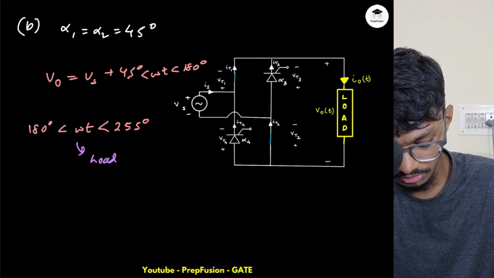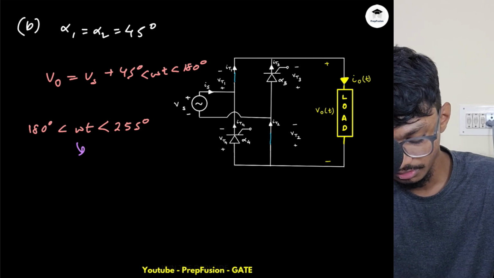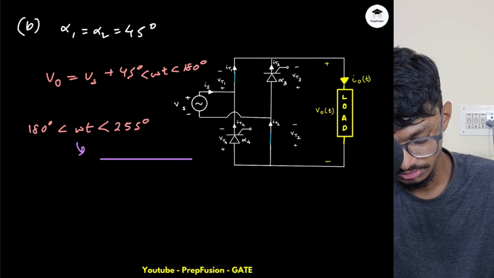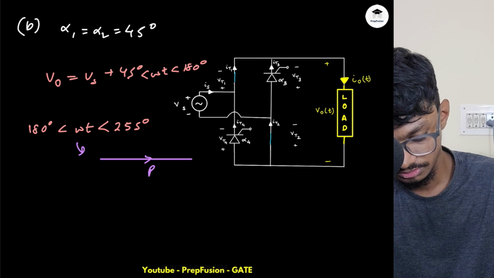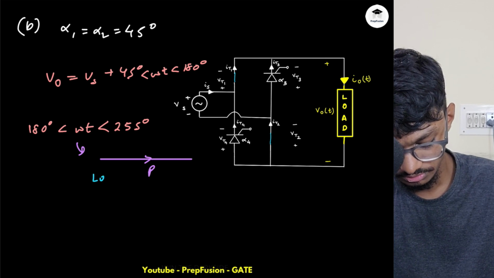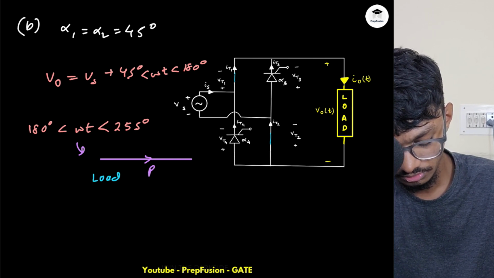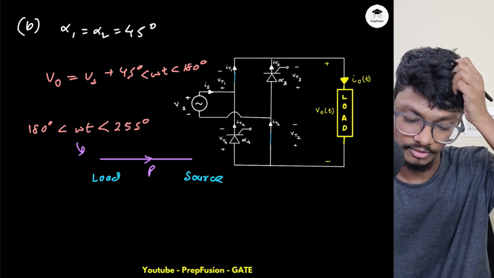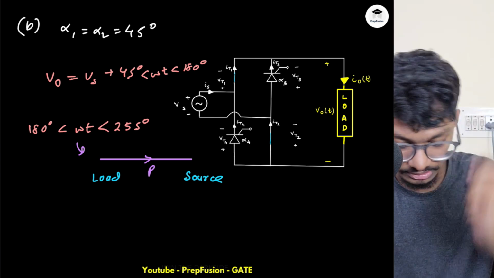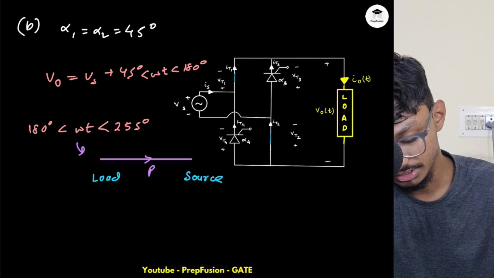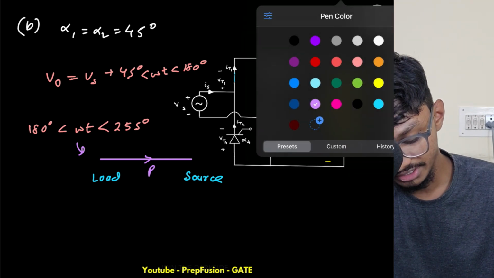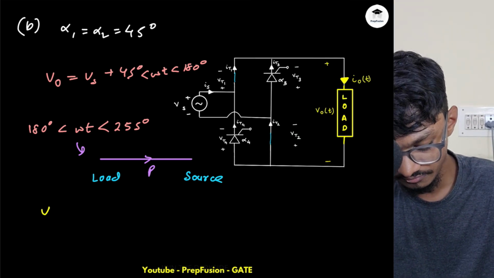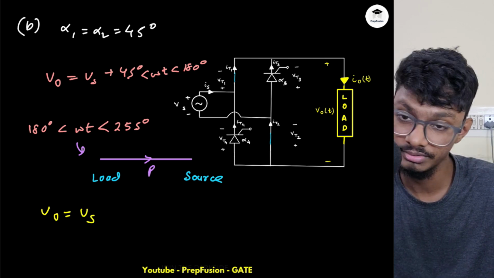Load, power flow is from where? Power flow is like this. So power flow is like this. Load to source. This is the power flow, right? So obviously, in this total duration, in this period, my voltage is what? VO is still equal to Vs only. So it will be something negative.